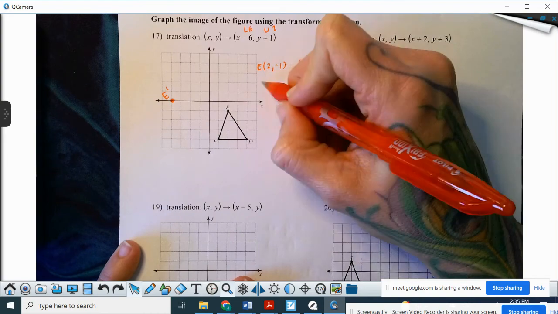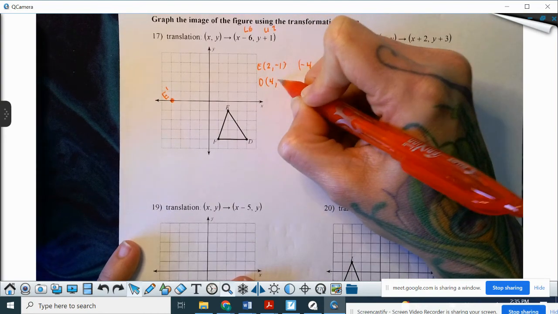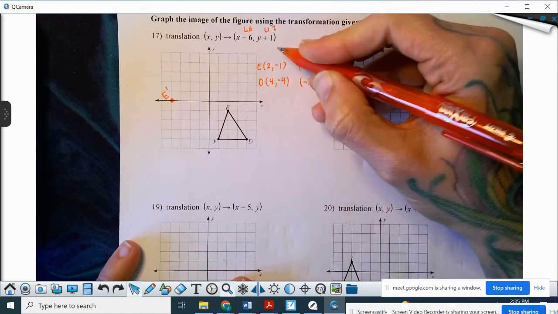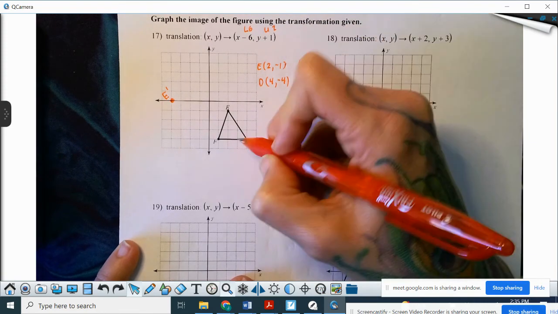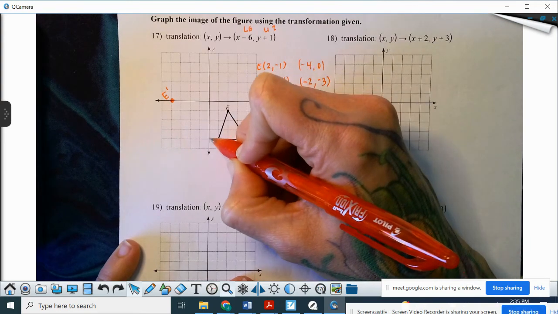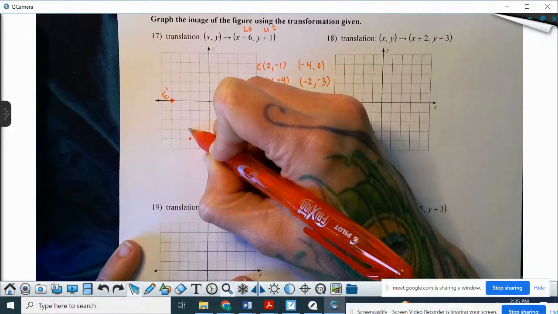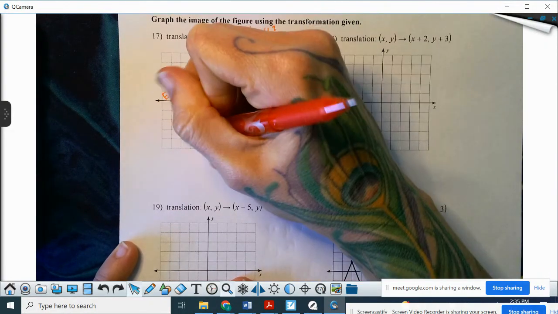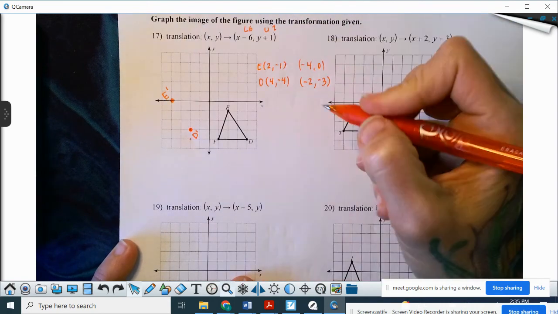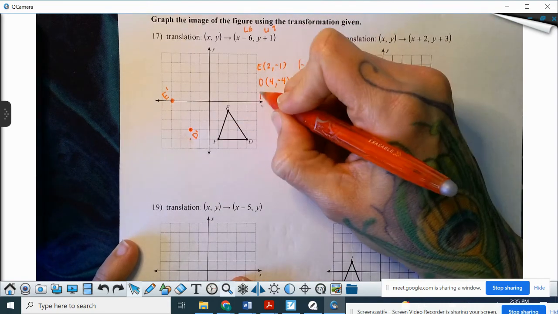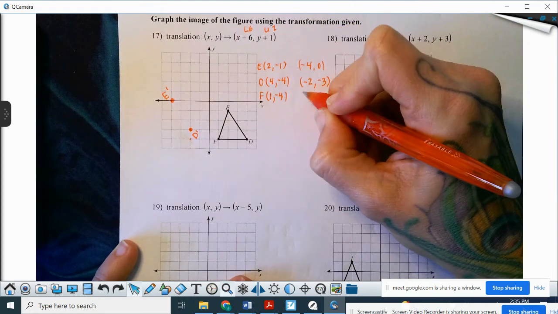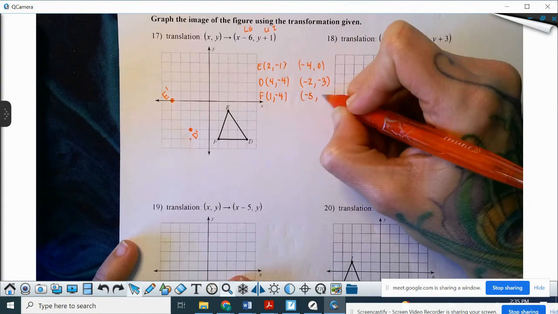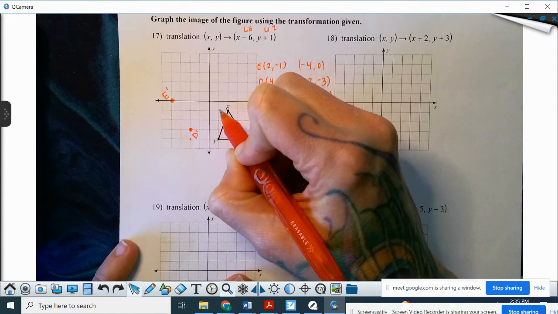So D is (4, -4). We're going to subtract 6, which is going to give me a -2, and add 1, which will give me -3. Or take D, move it to the left 6, 1, 2, 3, 4, 5, 6, and then up 1. So that's our D. Translations are just slides. And then F is (1, -4). It's going to become -5, plus 1 is -3.